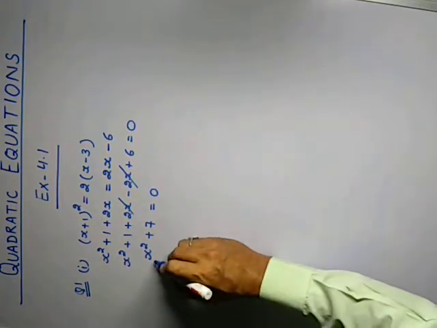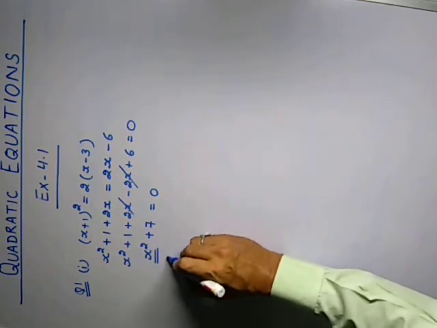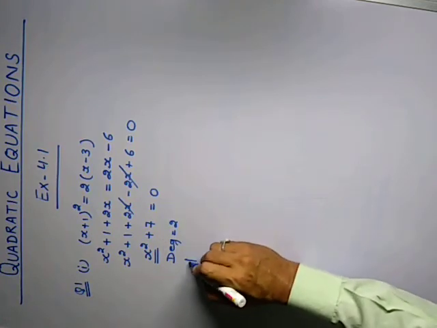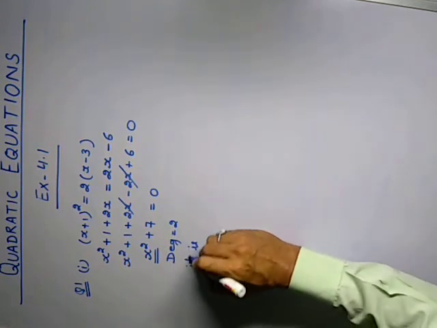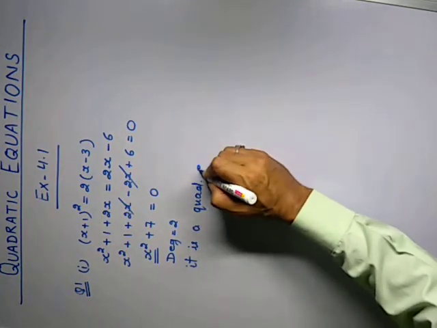Here you can see variable is x and highest power is 2. It means degree is 2. So it is a quadratic equation.